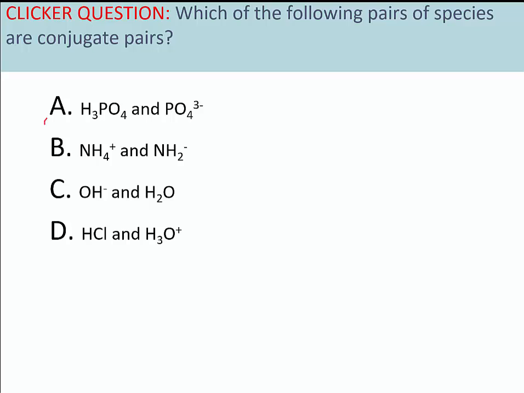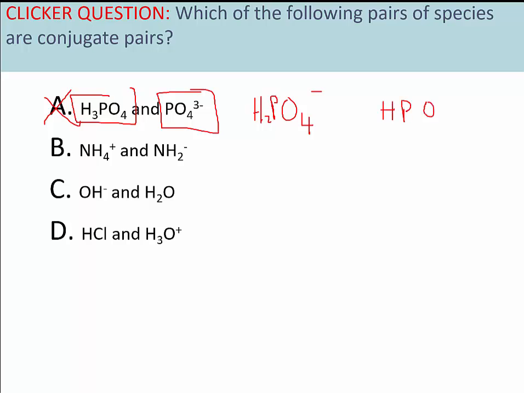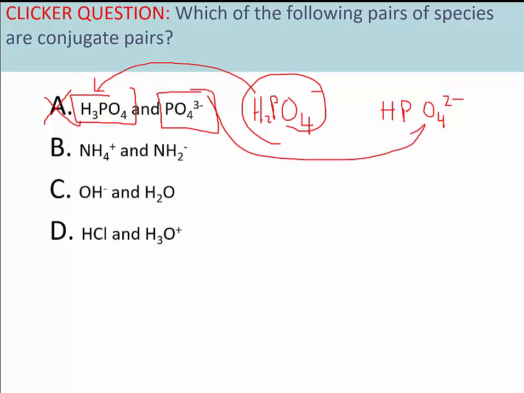All right, it's not A. This guy over here is phosphoric acid, and this guy over here is phosphate. But they're not going to be conjugate pairs because we've got this H2PO4 minus form, which is going to have a minus 1, and we've got an HPO4 2 minus form. This would be the conjugate base for this guy, and this would be the conjugate acid for my phosphate, right? So we can only go one proton at a time. Same reasoning here with our ammonium.